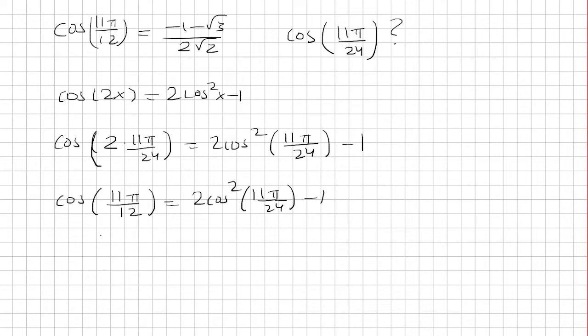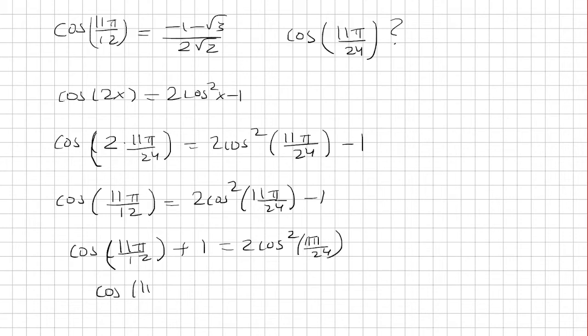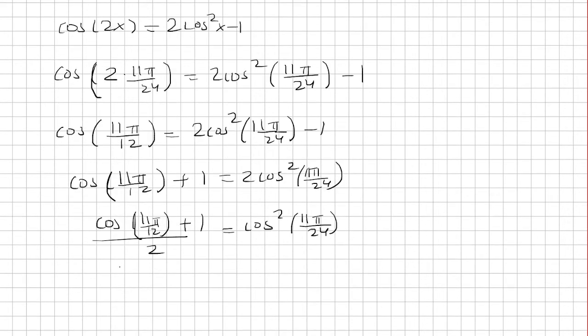And so I'm going to add 1 to both sides. And then I'm going to divide both sides by 2. So we have cosine 11 pi over 12 plus 1 all over 2 is equal to cosine squared. My goal is to solve for cosine 11 pi over 24, so I'm going to take the square root of both sides.